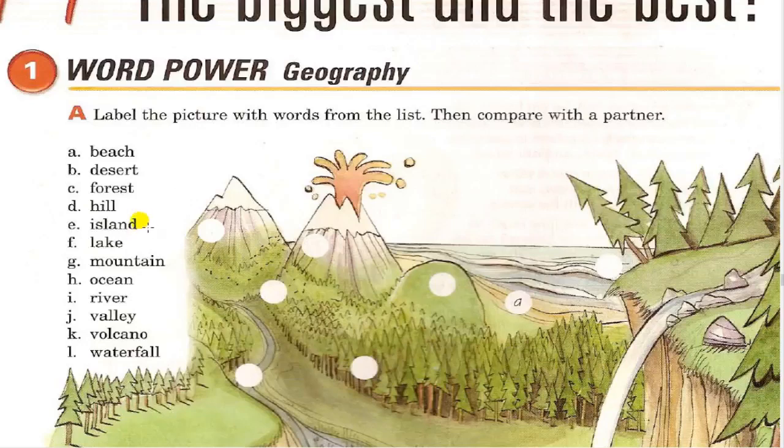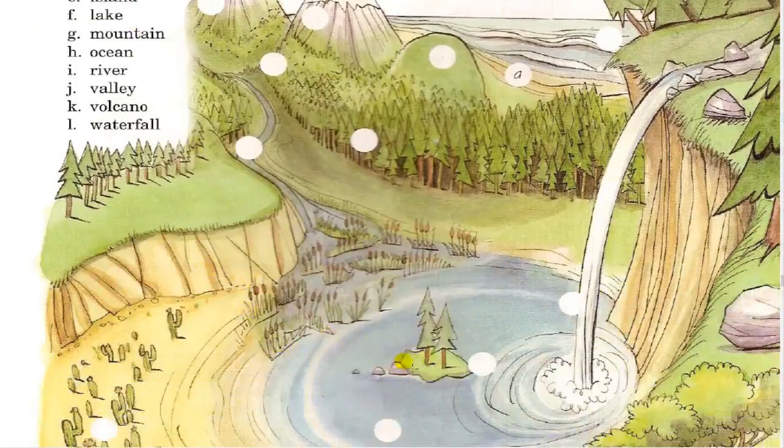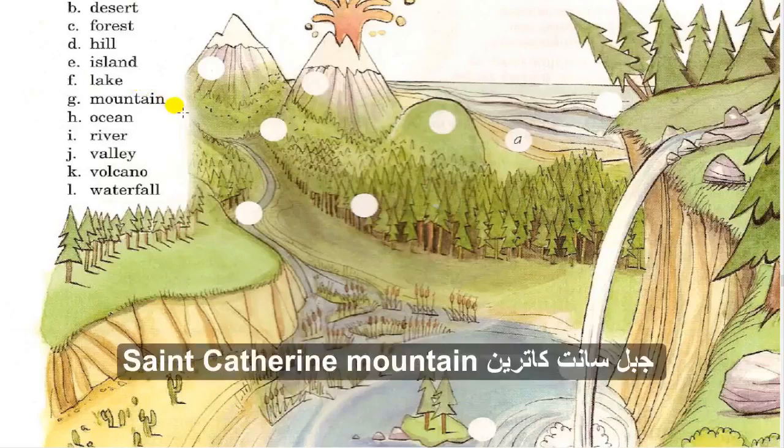Island. Island, name of an island. This means a piece of land with water around it. Tehran Island. Lake: Nasser Lake, Ismailia Lake. Mountain: St. Catherine Mountain.